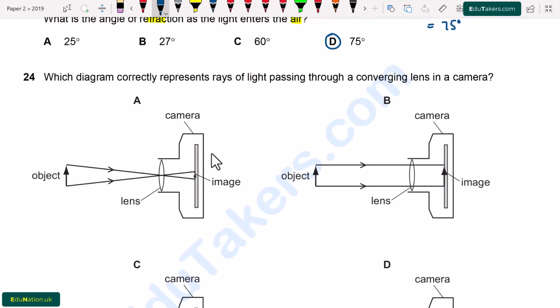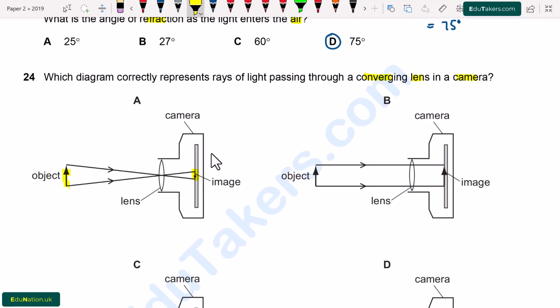Question number 24. Which diagram correctly represents the ray of light passing through a converging lens in the camera? So first of all, here are 4 diagrams. We see in option A, the image is lying at this position and it is smaller in size as compared to the object. The image is also inverted.